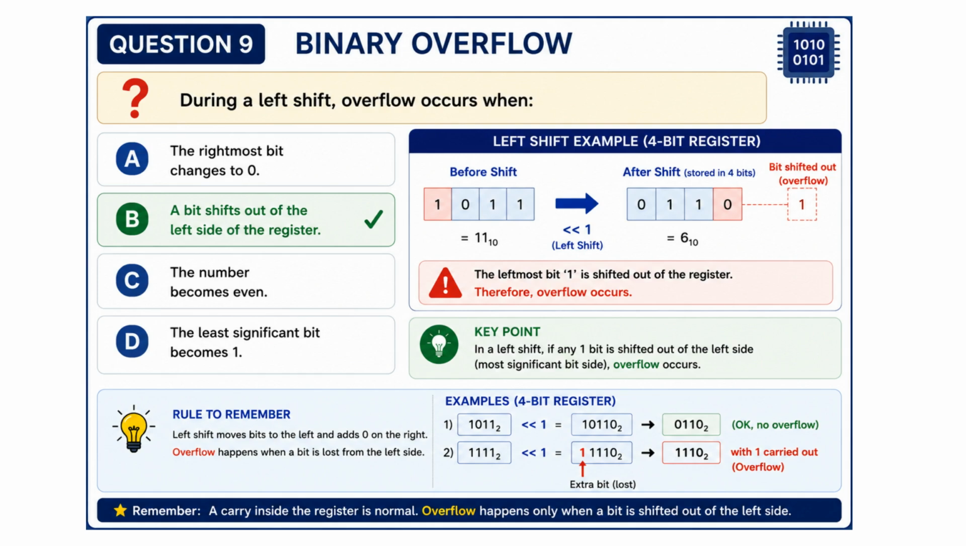Here's another example. Start with 1111. After one left shift, the full result is 11110. Again, a 4-bit register cannot store all 5 bits. Only 1110 is stored, and the extra 1 is discarded. This is overflow. Remember, a left shift moves every bit one place to the left and adds a 0 on the right. If any bit is shifted out of the left side, overflow has occurred.